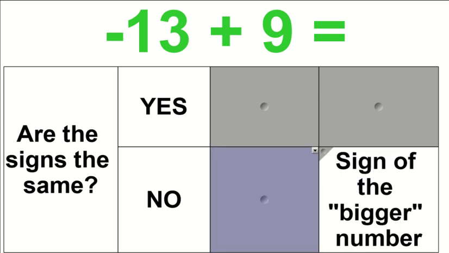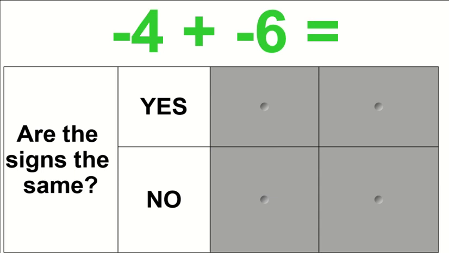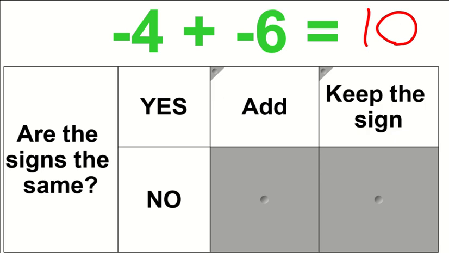So if we look at another one, are the signs the same? Yeah. If the signs are the same, we're going to add. So 4 plus 6, 10. Once we add, we keep the sign. Really, if you want, you can think of it as still the sign of the bigger number. They're both the same, it doesn't matter which one's bigger, but that's the sign you use, right? Any questions on that?